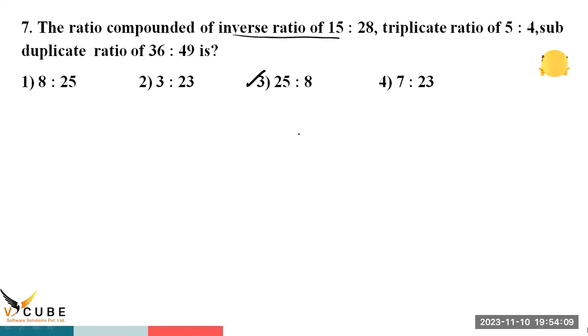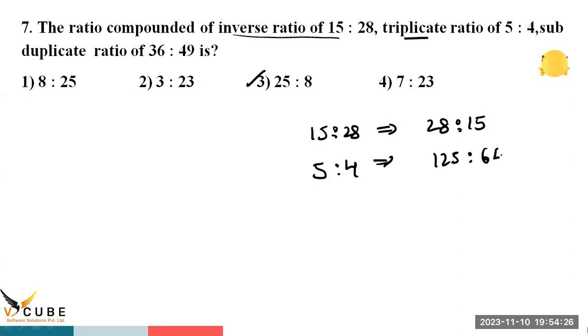First, inverse ratio of 15:28. What is the inverse ratio, guys? 28:15. Next, triplicate ratio of 5:4. Triplicate ratio is how much? 125:64. Next, subduplicate ratio of 36:49. What is the subduplicate ratio? 6:7.